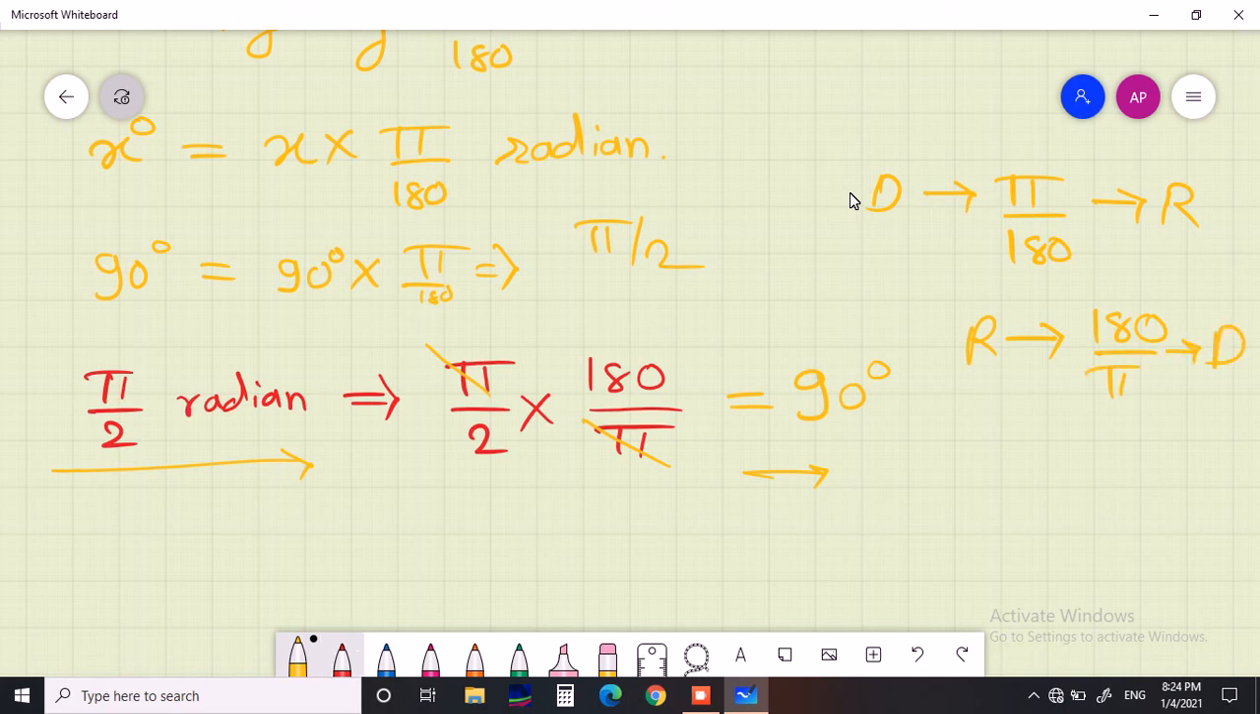If you want to convert from degree to radian, multiply it by pi by 180, and if you want to convert from radian to degree, multiply it with 180 by pi. So a simple formula. Okay, with this we end the lecture.